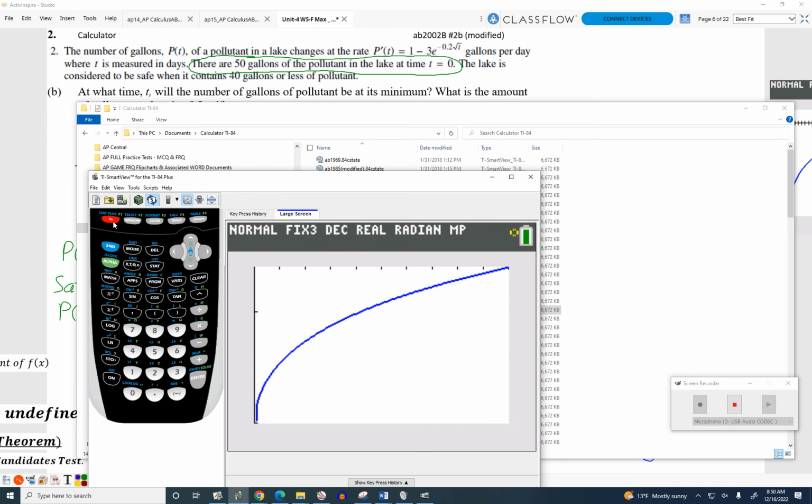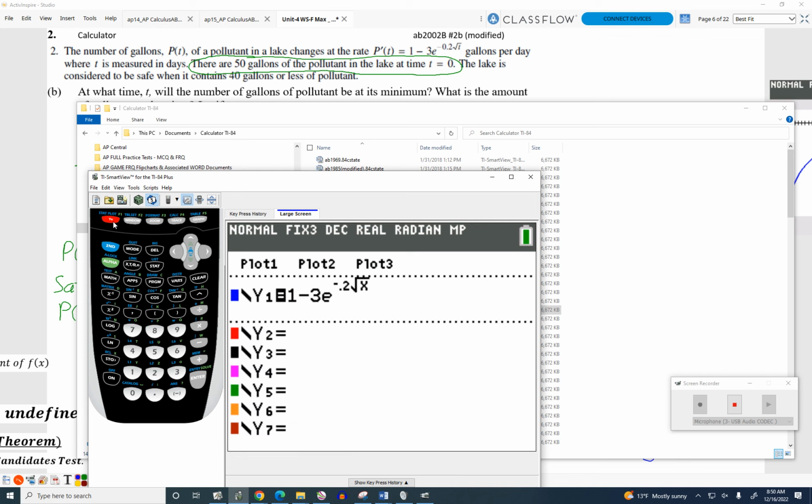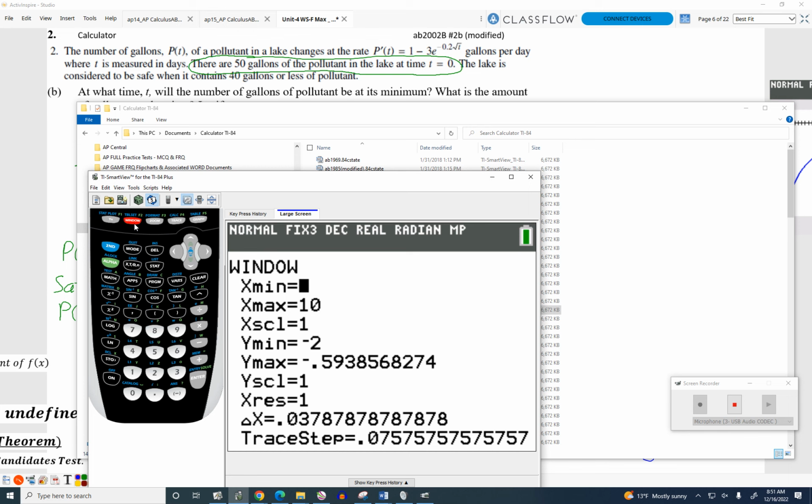So here's my formula for P prime in the calculator. I need to graph that. I don't know how far to go, so it might take a few guesses and checks, but I'll just cheat and tell you if you go to 50, it works pretty good.